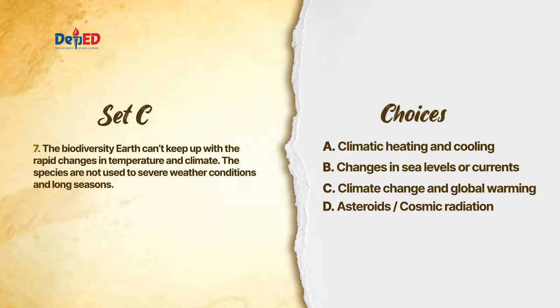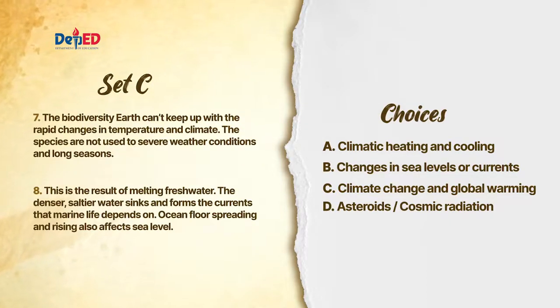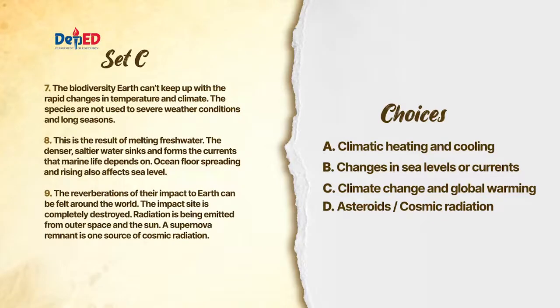The species are not used to severe weather conditions and long seasons. Question number 8. This is the result of melting fresh water. The denser, saltier water sinks and forms the currents that marine life depends on. Ocean floor spreading and rising also affect sea level. Question number 9. The reverberations of their impact on Earth can be felt around the world. The impact site is completely destroyed. Radiation is being emitted from outer space and the Sun. A supernova remnant is one source of cosmic radiation.